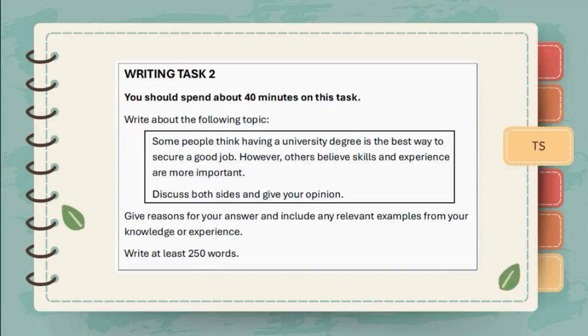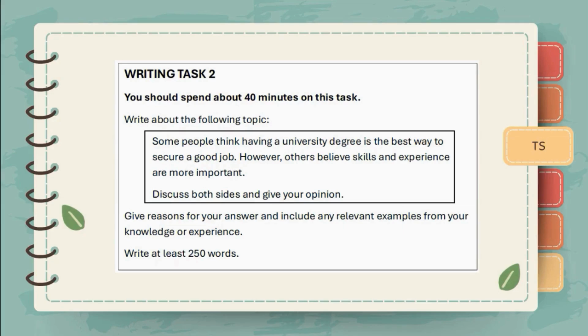Now let's move on to the sample of writing task 2. Here you can see that it is clearly mentioned in the instructions as well that you should spend about 40 minutes on this task, because they also know that this contributes more to your score. And then there's the topic. Some people think having a university degree is the best way to secure a good job. However, others believe skills and experience are more important. Discuss both sides and give your opinion.